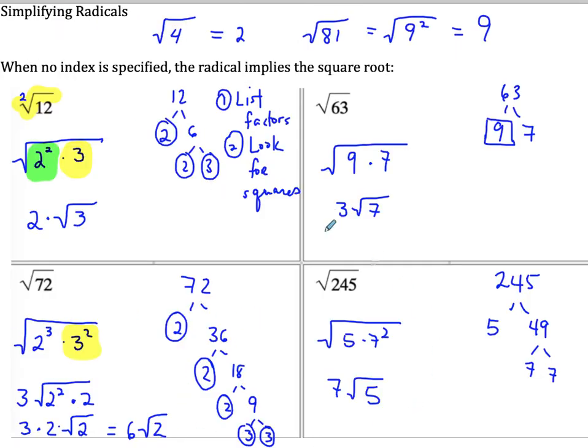I think that should do us for now. Please take a moment and see if you can simplify some of these roots that are not perfect squares.